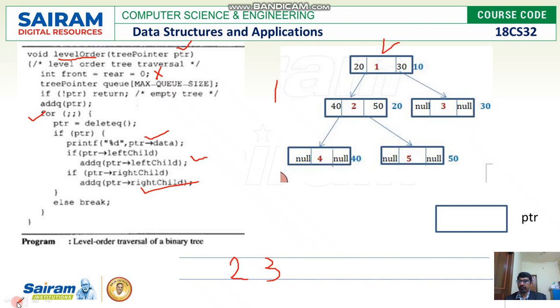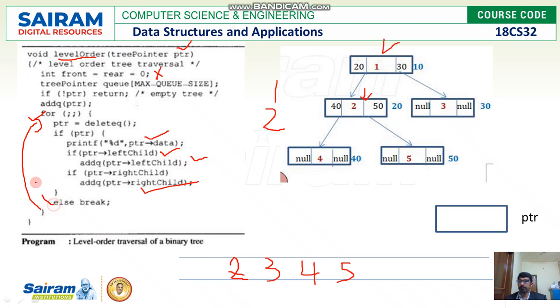Again, repeat this. We have a for loop. We are inside the for loop. Repeat this. PTR delete queue. So 2 you have to delete from the queue, and percentage d PTR data. What is data for this? So this data I'm going to print, which is going to be 2. And if it has got a left child, whether 2 has got a left child, yes. So this should be added to the queue, and when I add it, this is going to be 4. Add PTR right child. Right child for this is 5. So I'm adding both the children, which are 4 and 5.